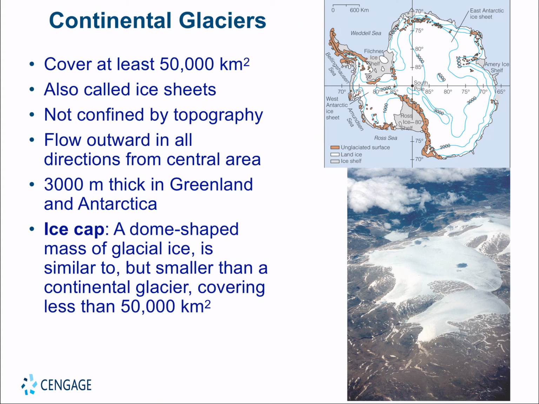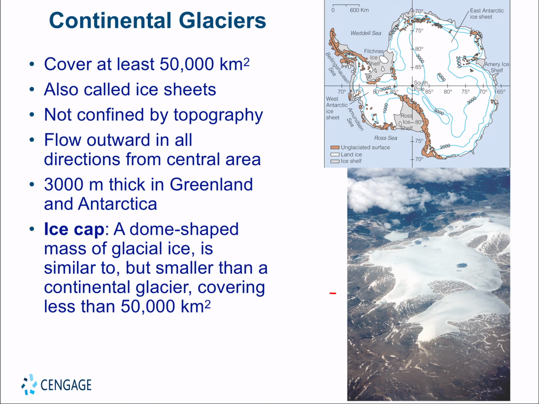Our second type of glacier are our bigger glaciers. Those are our continental glaciers. They cover at least about 50,000 square kilometers. We also refer to those as ice sheets, and a continental glacier ice sheet is not going to be confined. It can spread out, so it's going to flow outward in all directions from the central part. They can be 3,000 meters thick in Greenland, in Antarctica.